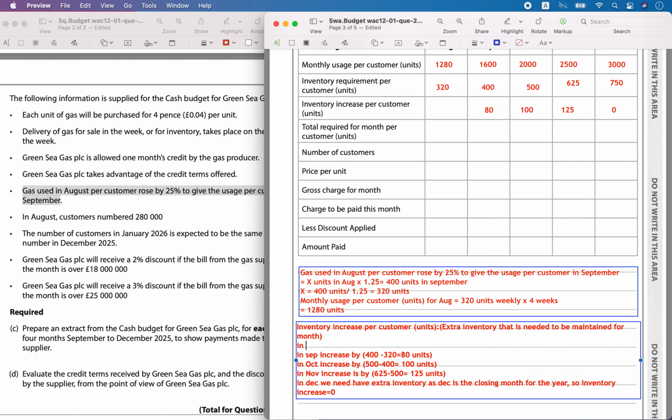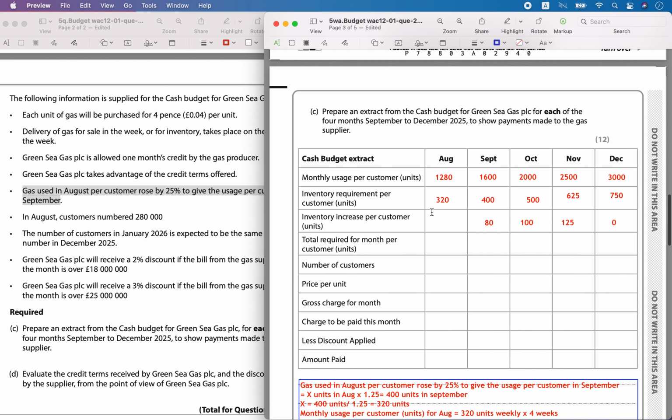Now let's calculate the total required. Okay, in the month of August the inventory increase would have started with 320 because the previous month information is not given. So 320 minus 0, that is equal to 320.